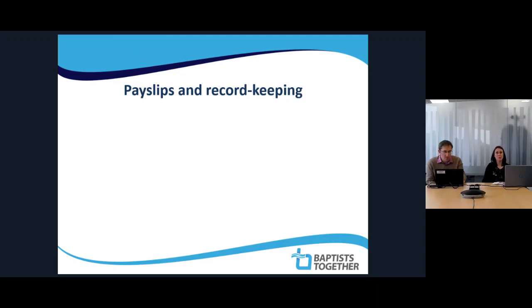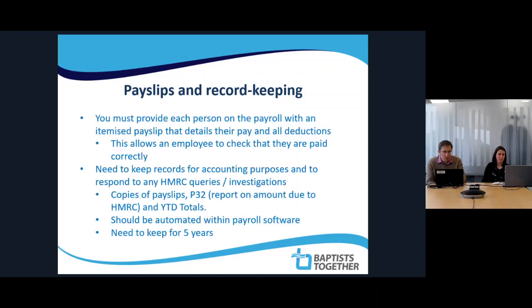Okay, so the next slide, Payslips and record keeping. You must provide each person on the payroll with an itemised payslip that details their pay and all their deductions, so that it allows them to check they've been paid correctly. So if they're paid a stipend and they might be paid some heat and light or manse rent, that has to be shown as 3 separate items on the payslip. You can't just show it as one sort of lump sum, so to speak. And if they do overtime, you should really itemise that as an hourly rate, 6 hours done at £8.21 an hour, for example, so that it's clear and everyone knows exactly where they stand there.